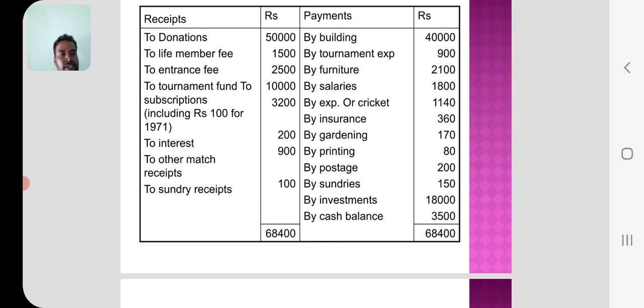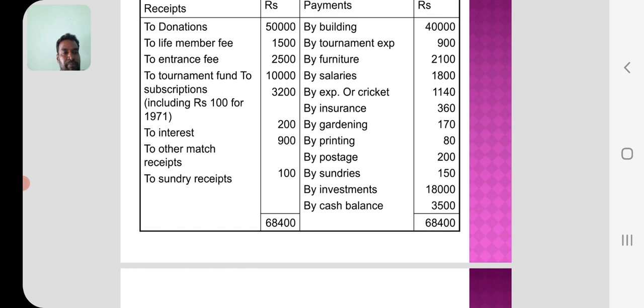By building 40,000, by tournament expenses 900, by furniture 2,100, by salaries 1,800, by expenditure on cricket 1,140, by insurance 360, by gardening 170, by printing 80, by postage 200, by sundries 150, by investments 18,000, by cash balance 3,500. Total is 68,400.